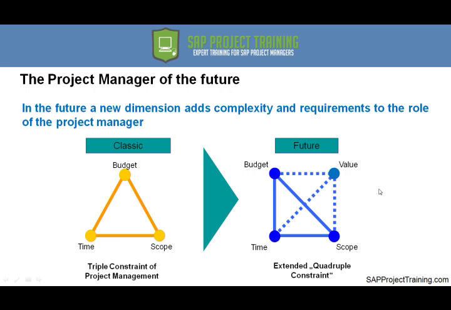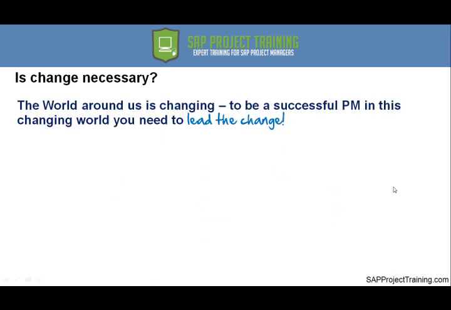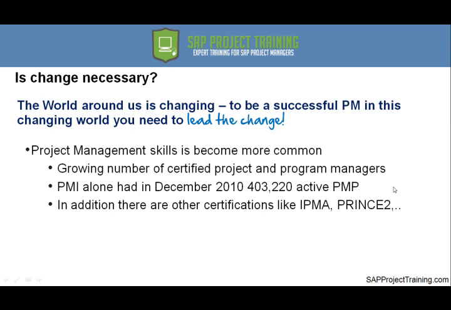So why do we need as a project manager to suddenly start to manage value? Well, we need to do that because change is necessary. And the change is necessary because the world around us is changing. And to continue to be a successful project manager in this changing world, we need to lead the change. Some of the changes that are happening is that project management skills are becoming much more common. There is a growing number of certified project and program managers out there.